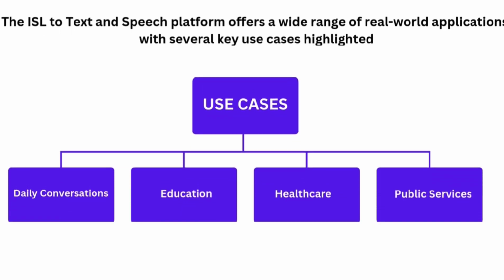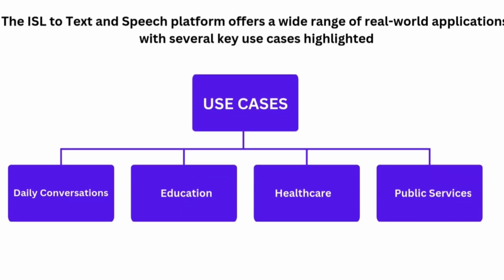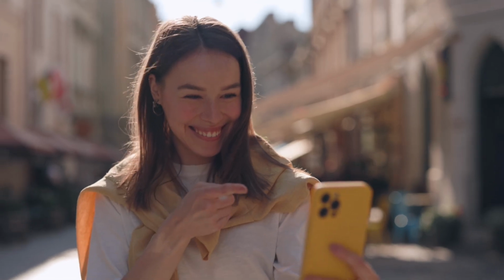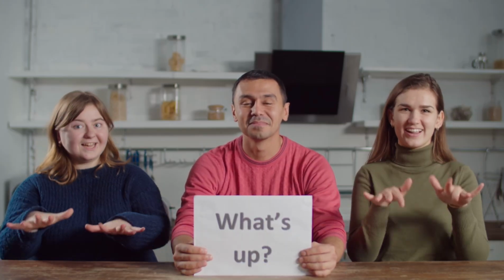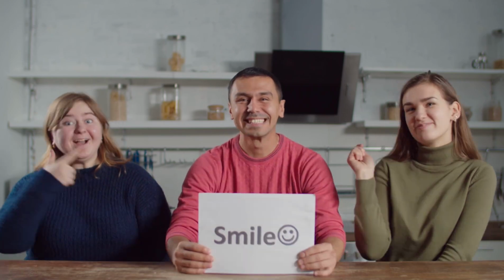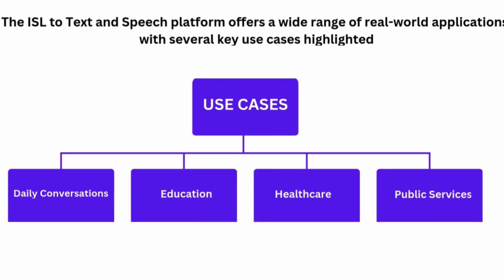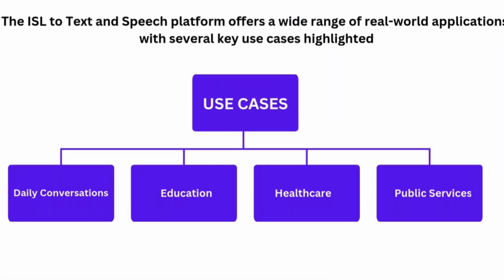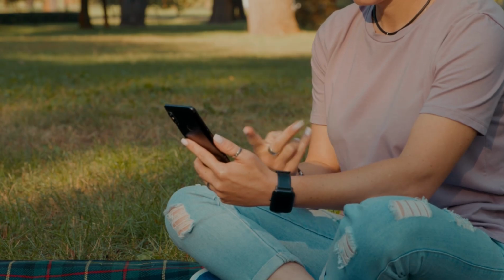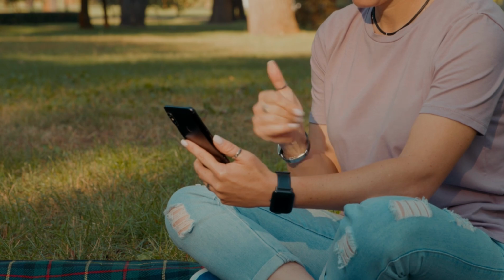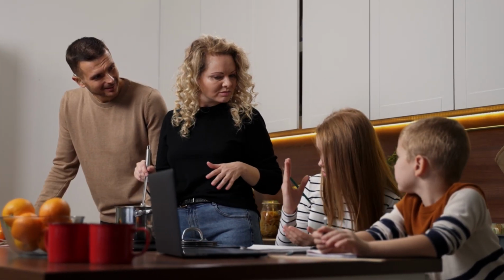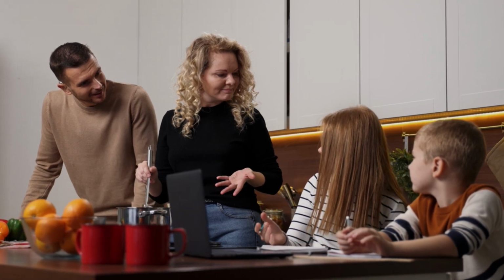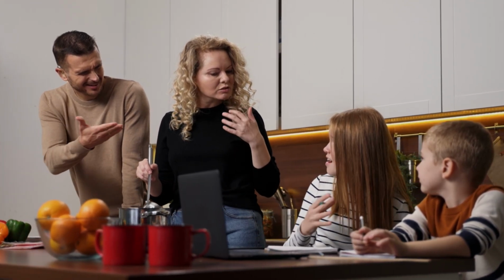Our ISL to text platform has many practical applications. Its key features include real-time gesture recognition, instant text translation, and speech synthesis in various languages. Daily communication, education, healthcare, and public services are a few use cases. Daily communication: in everyday scenarios, family and friends can chat more smoothly. The platform enhances social interaction by translating ISL to text or speech instantly.